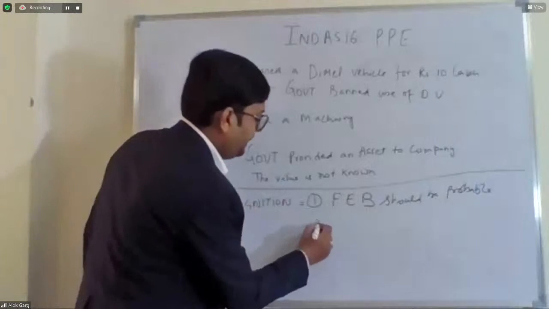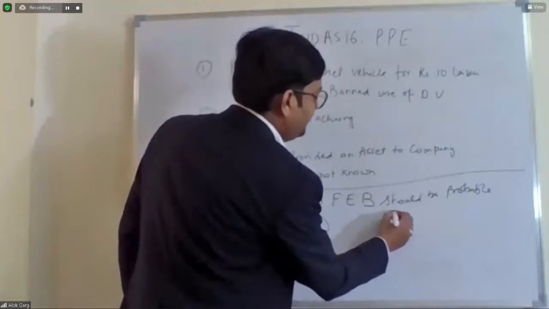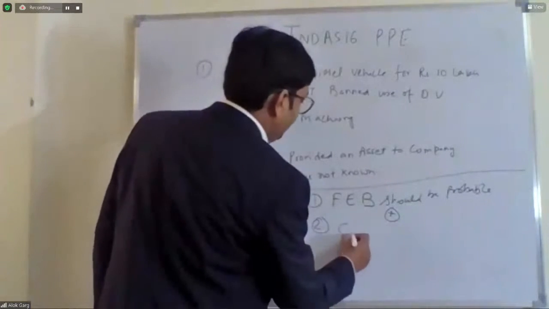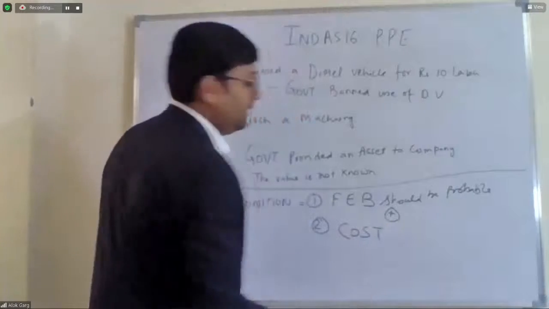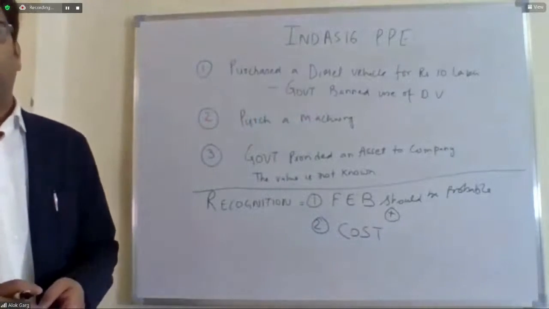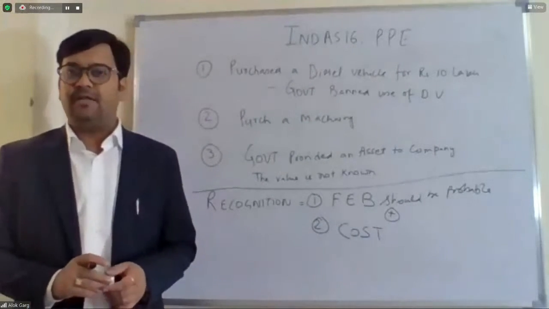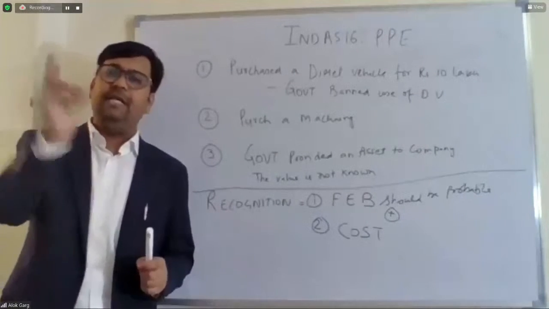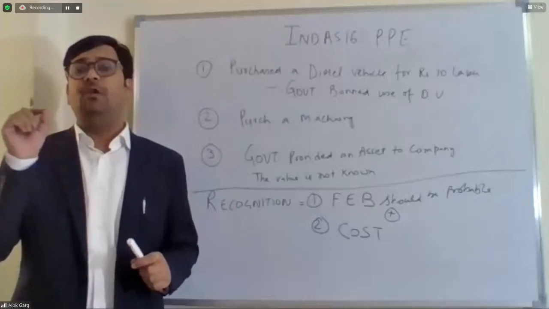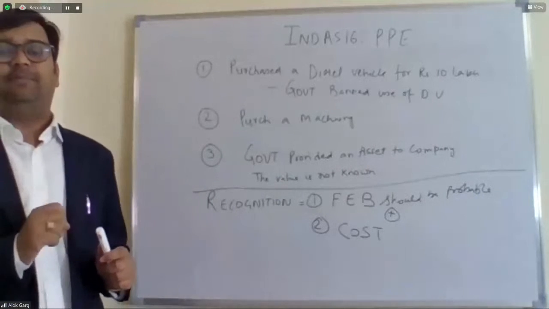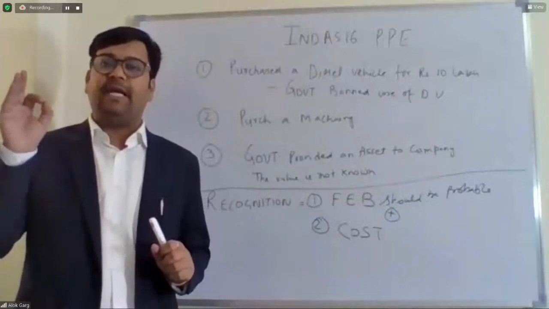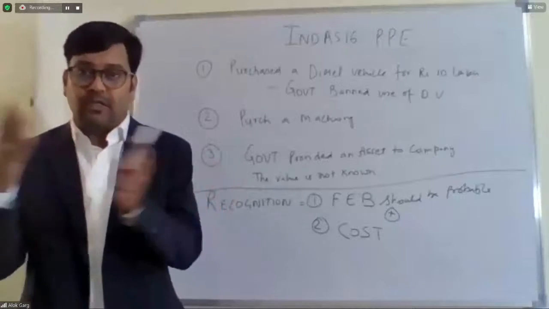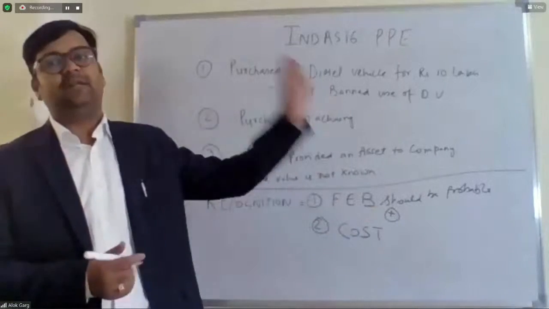Second, and this is plus, cost can be measured reliably. Understood? So guys, for recognition of any asset, I am giving you a mool mantra, a fundamental concept. For recognition of any type of asset, there must be two conditions globally. There could be more than two conditions, but these two are the basic conditions.